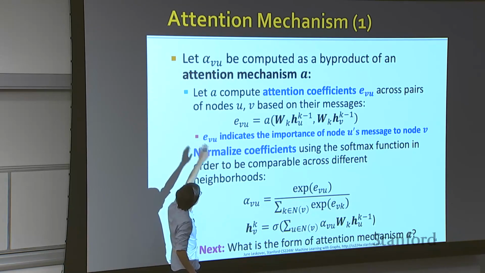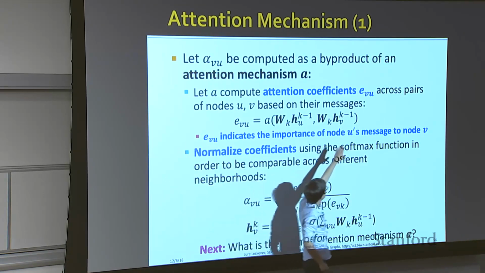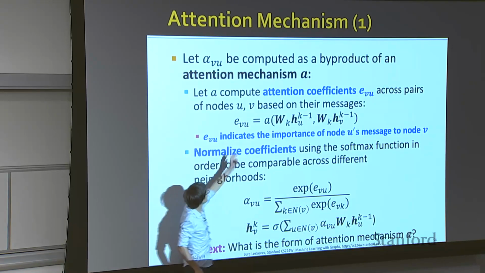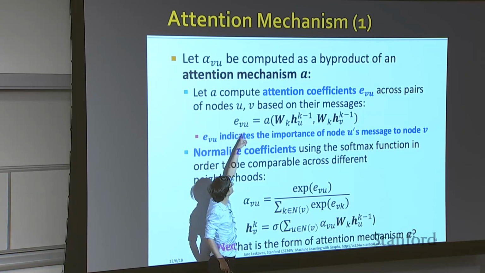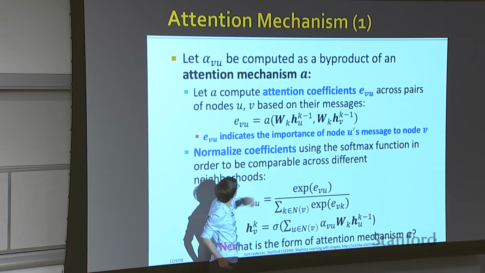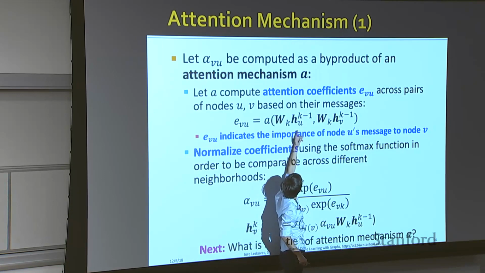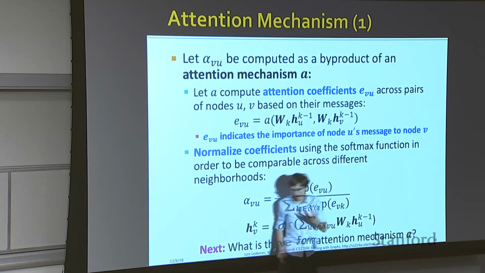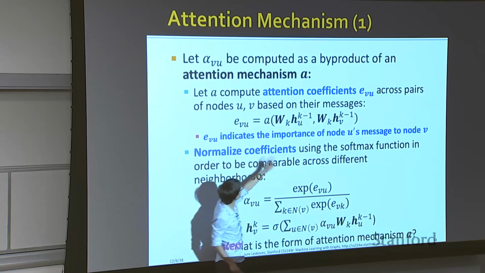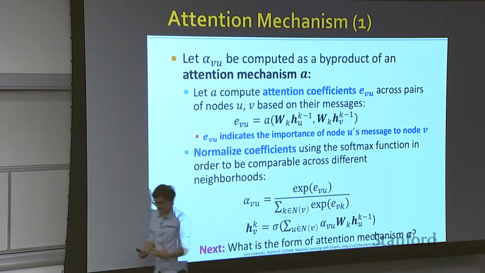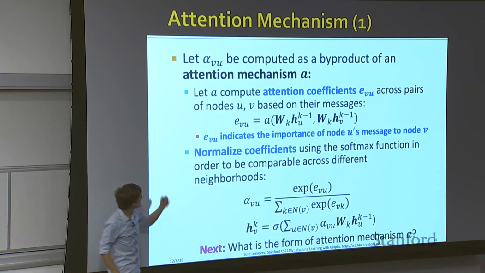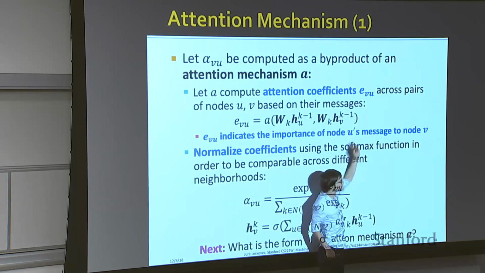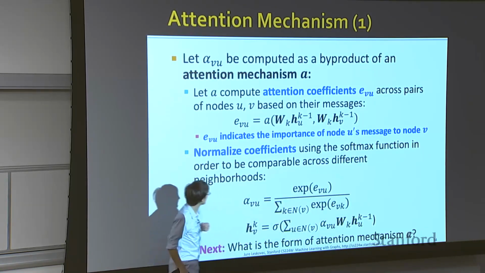And we'll say that let A compute attention coefficients e_uv across pairs of nodes based on their messages, right? So the idea is that the edge weight e_uv of an edge uv will simply be some combination of the content of the message at node u and the content of the message at node v. And we'll have some transformation matrix and some function A that will combine these two together, right? And the idea is that this e_uv will indicate the importance of node u's message to node v, right?